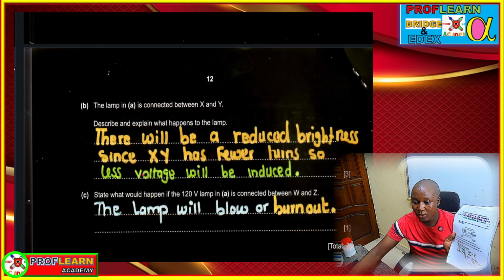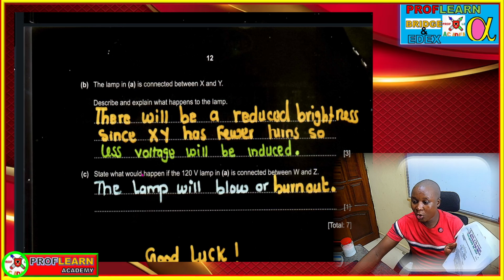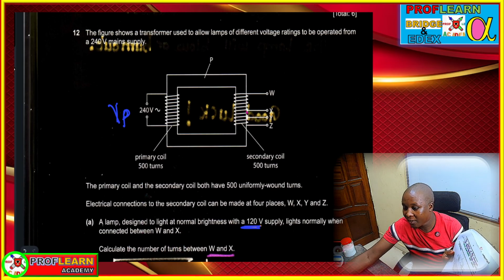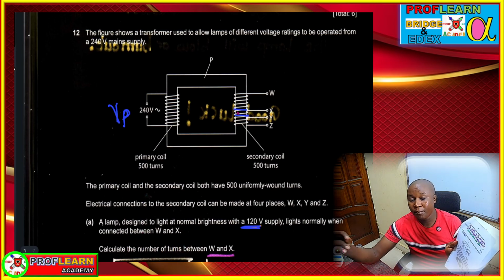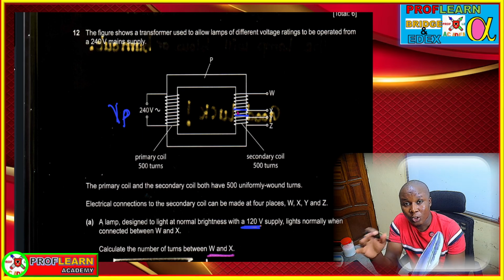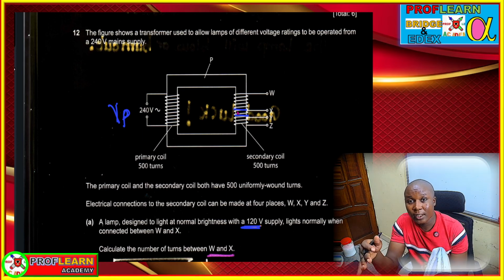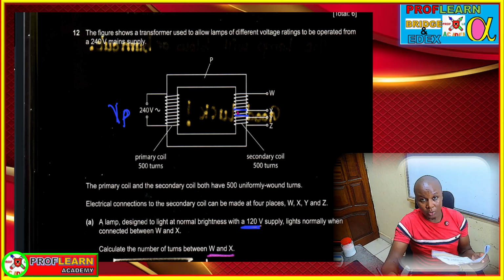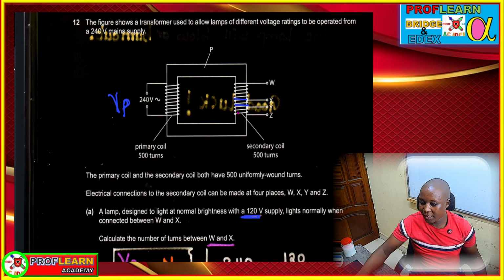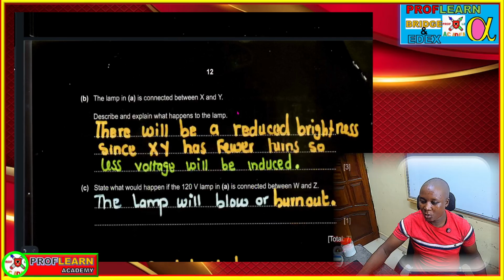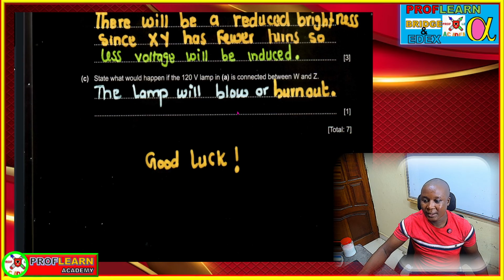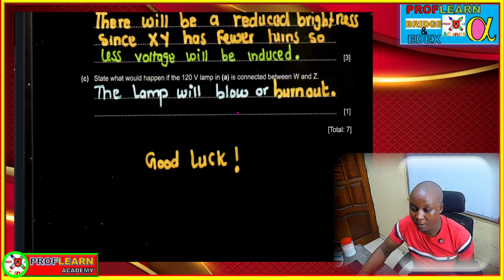Then we are supposed to describe and explain what happens to the lamp when it's connected to X and Y. What's happening between X and Y? We have very few turns, which means the number of turns in the primary is more than the number of turns in the secondary. So less EMF is going to be induced in the secondary, which means less voltage, and the voltage is what determines the brightness of a bulb. So when connected across XY, there will be reduced brightness in the lamp, since XY has fewer turns and hence less voltage is induced.